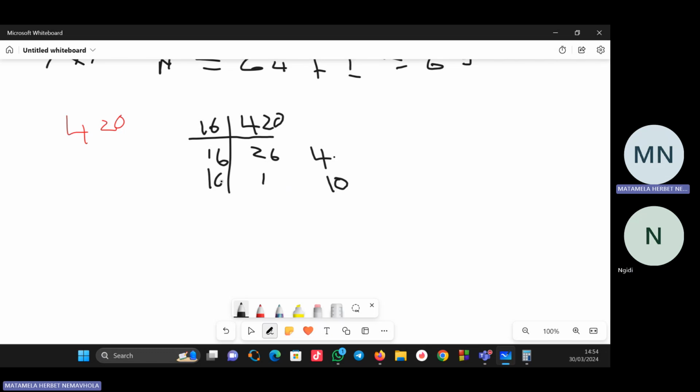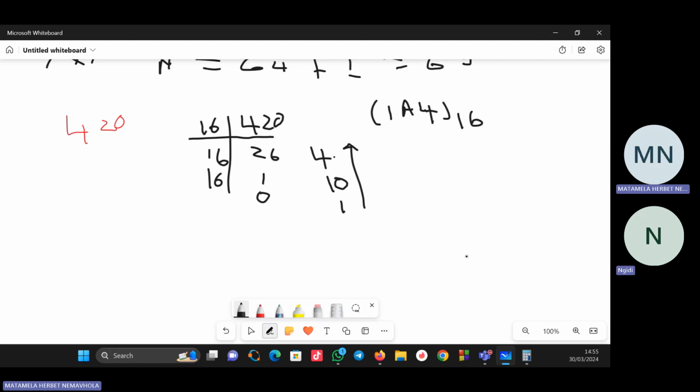Then again, you divide this 1 by 16. Obviously, it's going to be 0, but we write 1 there. So when we read it, you read it going that way. Then in terms of hexa, it's 1. But you know that 10 is represented by what? A, right? It's 1A4 base 16. You have converted this decimal number to what? To hexadecimal. So if you want to verify, you can use the same process that we did.